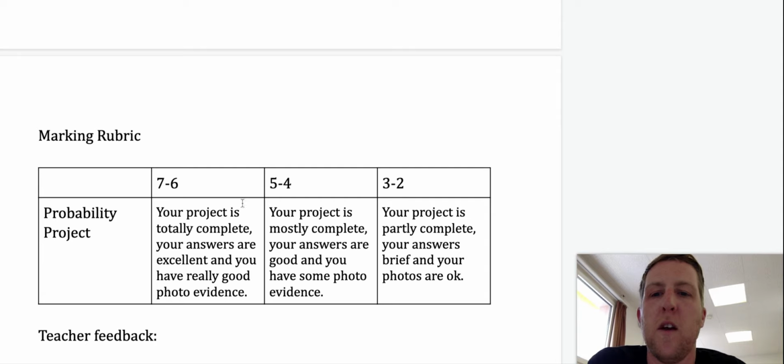Okay, basically if you do everything very well and it's clear and I can read through it, no problem, then you're into this 7 and 6 category, okay? But if there's things that are missing or you didn't do it totally correctly, then you're kind of in the lower part of the scale here, okay?